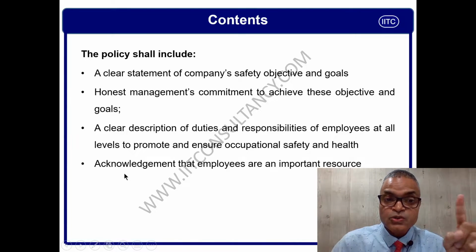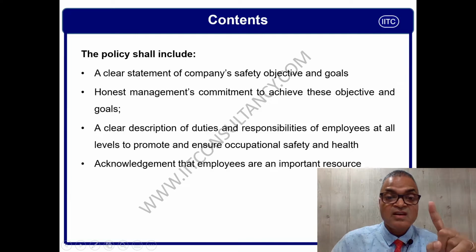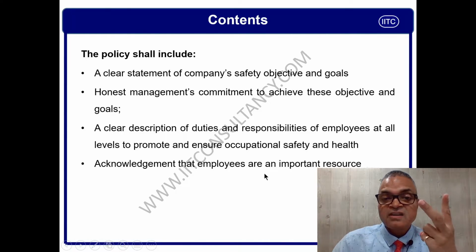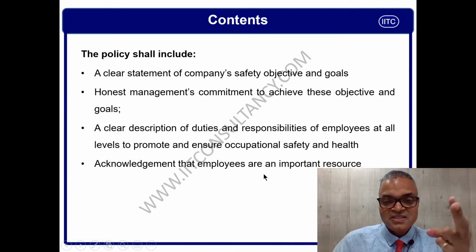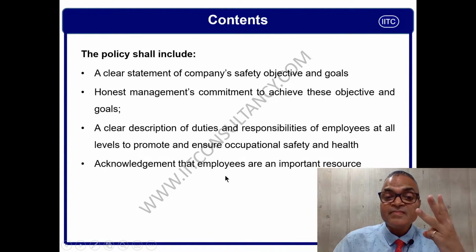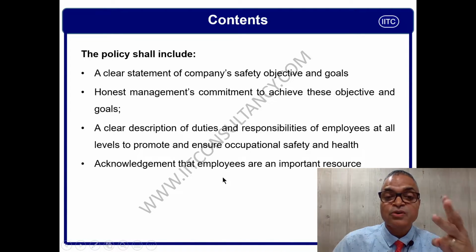Acknowledgement. The safety policy should acknowledge that employees are important resources for the company. As you know, in a company there are man, machine and material. Most of the time, many industries give importance to machine and material, but the third and very essential element, the man, they forget. So the safety policy will acknowledge that employees are very essential, important elements of the organization.